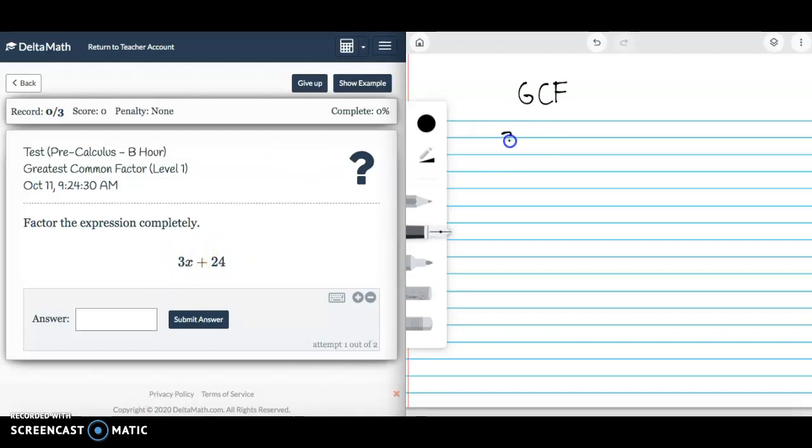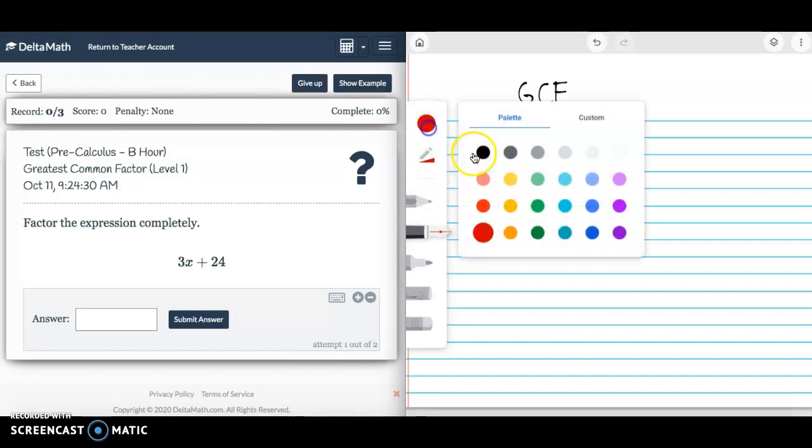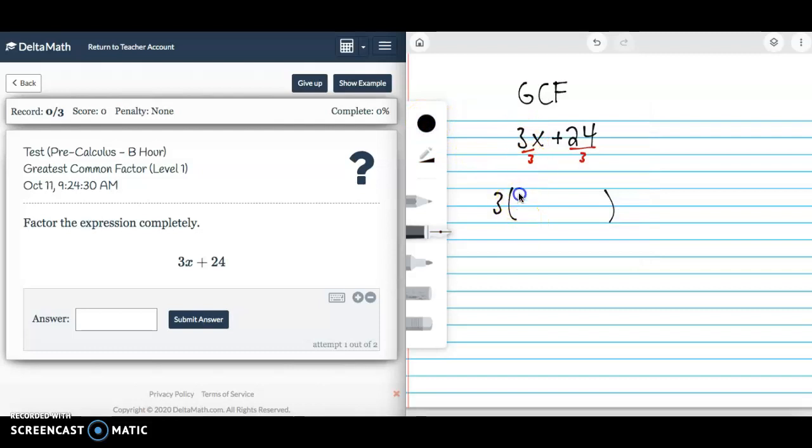So if I pull that 3 out front, here, let me rewrite the problem here. If I pull that 3 out front as the greatest common factor, to figure out what's left over, you can really think of it as doing the numbers divided by 3 to figure out what's left over. So 3 divided by 3 is 1. The x is still there, plus, and then 24 divided by 3 is 8. So your completely factored answer would look like 3 and then x plus 8.